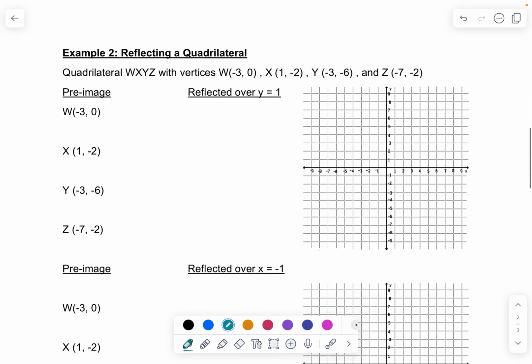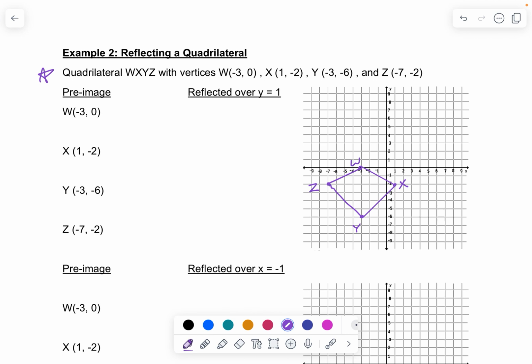Well, we can also reflect over things other than the x and y axis. So we're going to start by graphing this quadrilateral. So this is W, 1, -2, this is X, -3, -6, this is Y, and Z, -7, -2. So here's our quadrilateral, meaning four-sided.